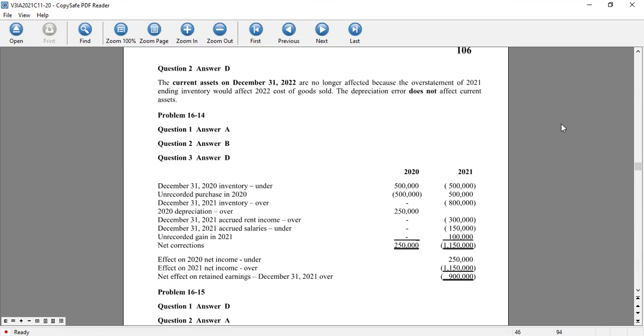So in number 1, it's 250,000, an understatement. In number 2, it's 1,150,000, an overstatement. And question number 3, letter D, with a 900,000 overstatement.